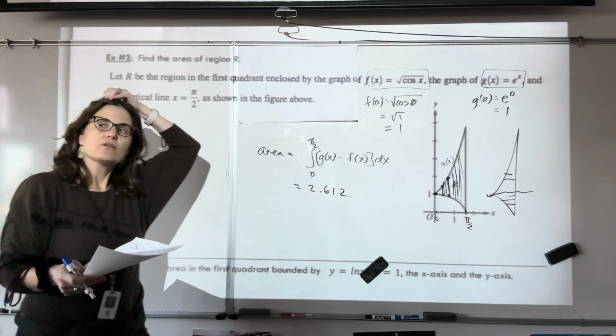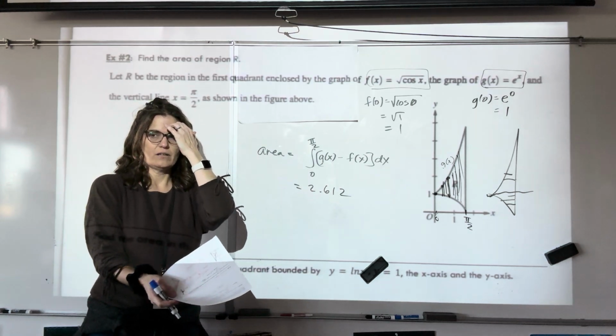And that one we are not doing the other way because that's annoying. We're not going to do a horizontal on something like that.